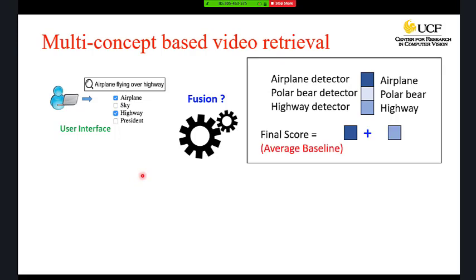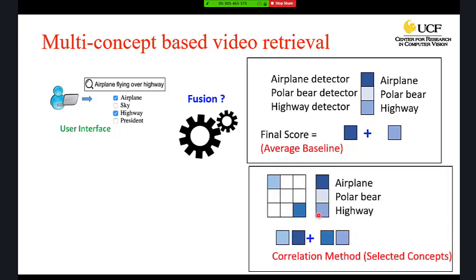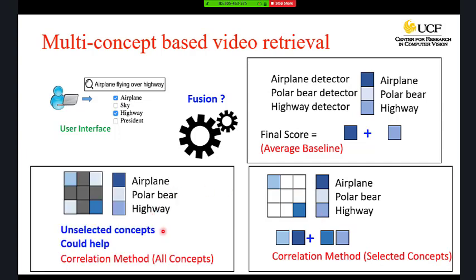One baseline method is to basically average the scores from different concept detectors. However, there might be some correlation between these concepts. For example, if we know that whenever we see an airplane, we see a highway as well, then we can give more weight to the airplane detector than the highway detector. So there are some correlations. There can also be positive or negative correlation with other concepts which are not appearing in the text query. For example, polar bear can have a negative correlation with the concept highway.